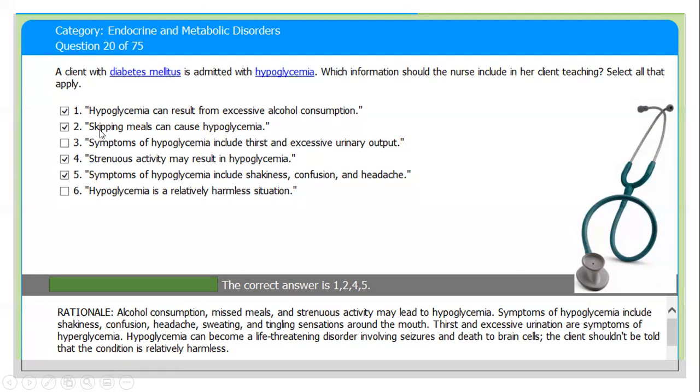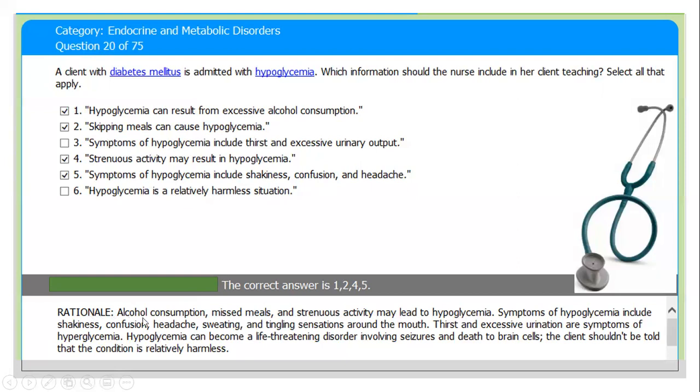2, if you skip lunch or dinner, it can cause hypoglycemia if you have diabetes, and also if you take insulin. Number 4, vigorous activities may result in hypoglycemia. Number 5, symptoms of hypoglycemia include shakiness, confusion, and headache.